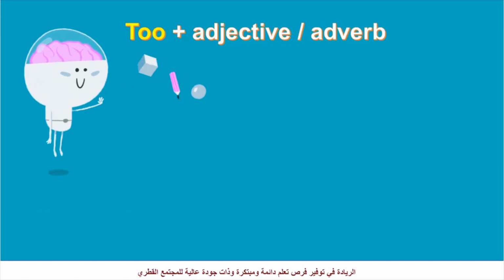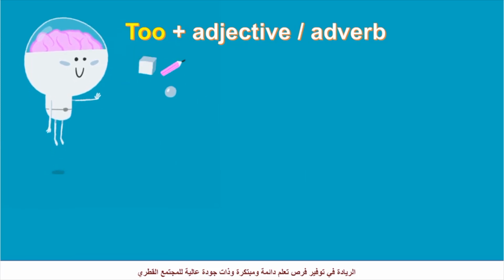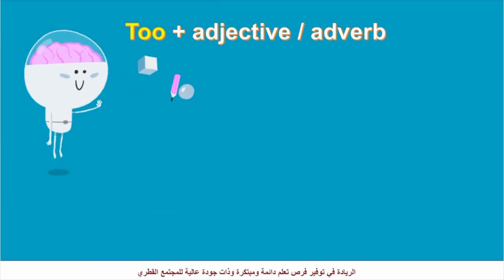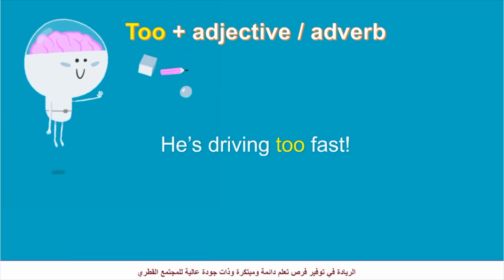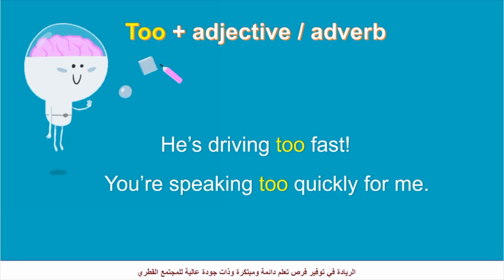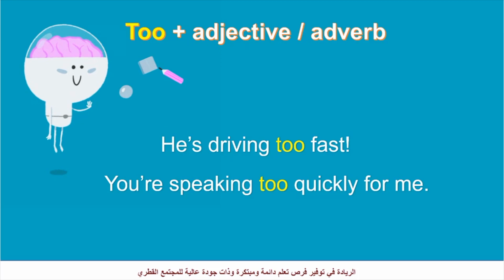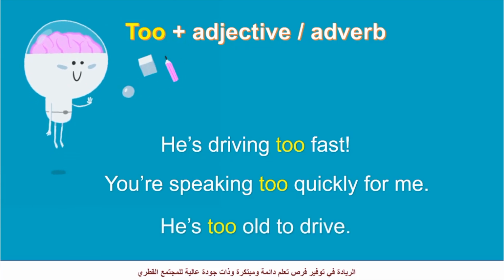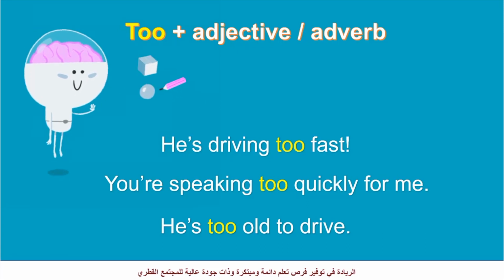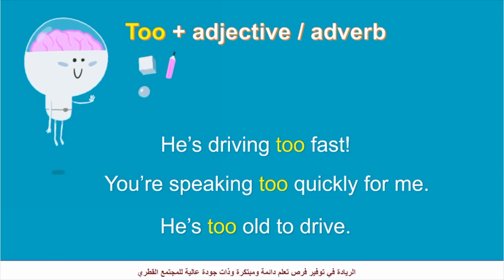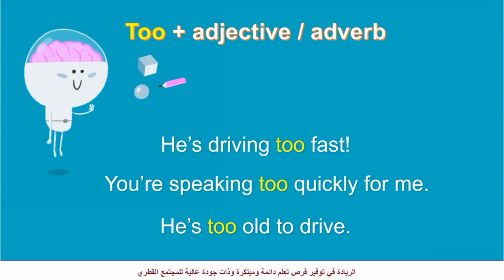Too comes before the adjectives and adverbs. For example, he is driving too fast. Fast is an adjective. You are speaking too quickly for me. So quickly here is an adverb. He is too old to drive. Too comes before the adjective old here. So too comes before the adjectives and adverbs.